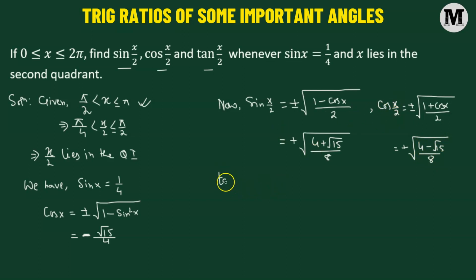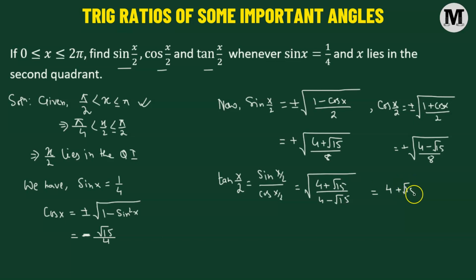And finally, we will find out the value of tangent of x over 2. All we have to do is take the ratio sine x over 2 over cosine of x over 2, and we use the values that we have obtained just now. We should get the square root of 4 plus square root of 15 divided by the square root of 4 minus square root of 15. And simplifying this is going to give us 4 plus square root of 15. So that's going to be the value of tangent of x over 2.